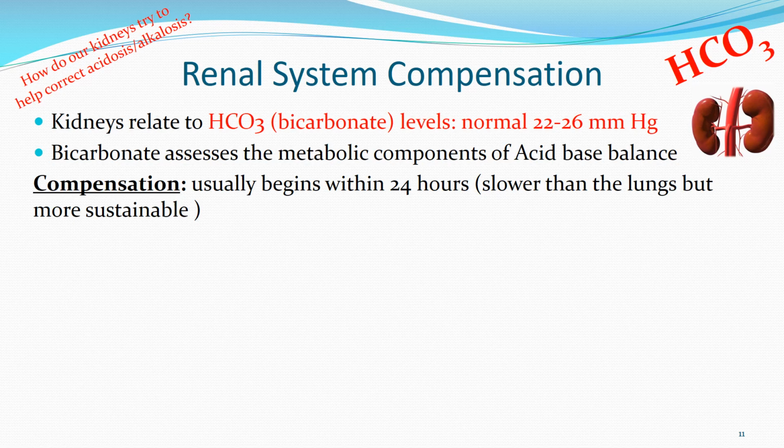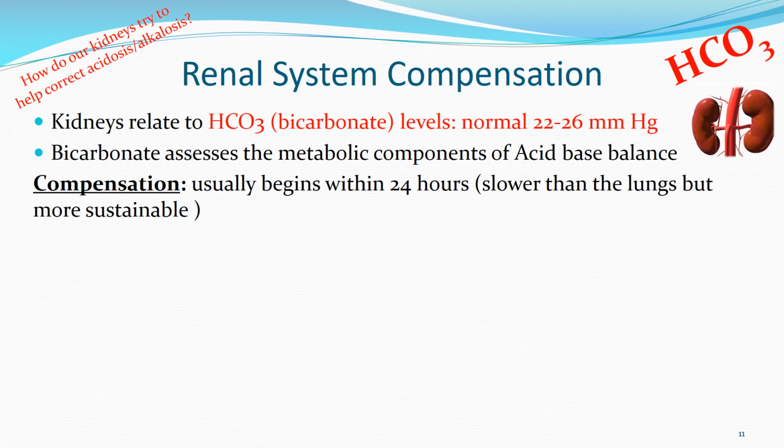And then in response to a more alkaline blood pH, again, it's more basic, the pH is higher, the kidneys do the opposite. To balance out that alkaline pH, hydrogen ion is now retained in the bloodstream and bicarbonate is excreted. So now a normal bicarbonate level is 22 to 26.